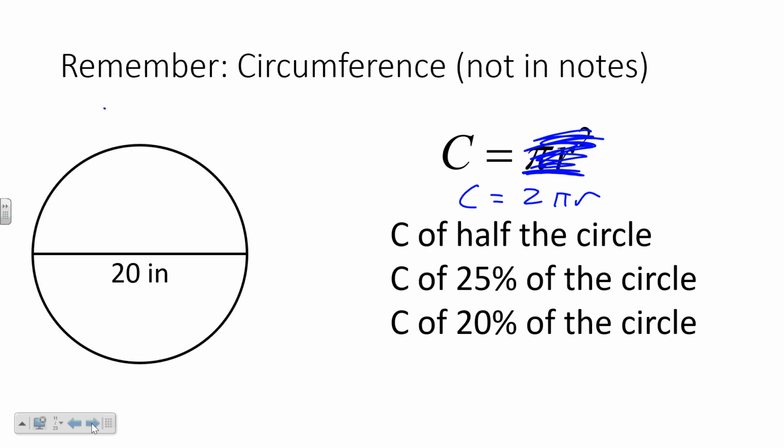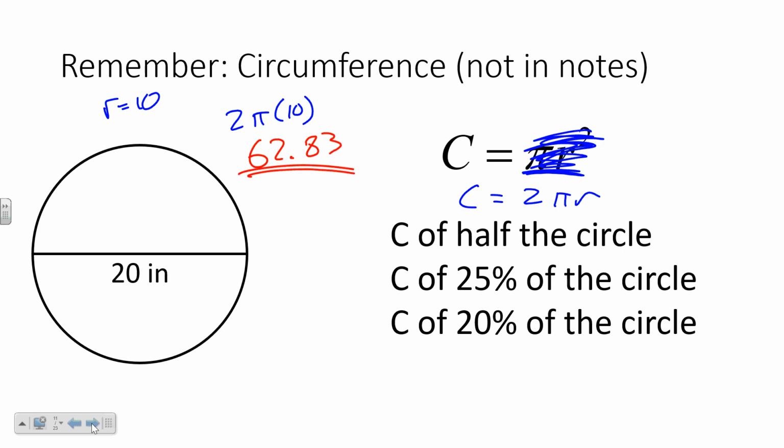So the radius is 10. So the circumference is 2 times pi times the radius. If you put that in your calculator, 2 times pi times the radius is 62.83. That's the whole length all the way around, the whole circumference. So if the whole circumference is 62.83, let me write this a little bit cleaner and bigger, 62.83, the whole thing.